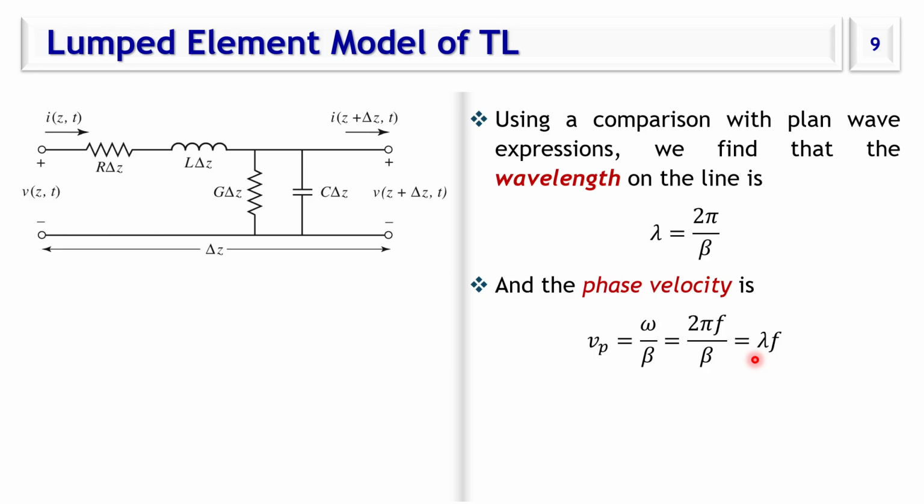So again, as I said, the expression of the voltage wave and current wave on the transmission line are very similar to the wave equation in unbounded media. So from analogy, we can define the wavelength to equal 2 pi divided by beta, the phase velocity to equal omega divided by beta, and it's also equal lambda multiplied by f.